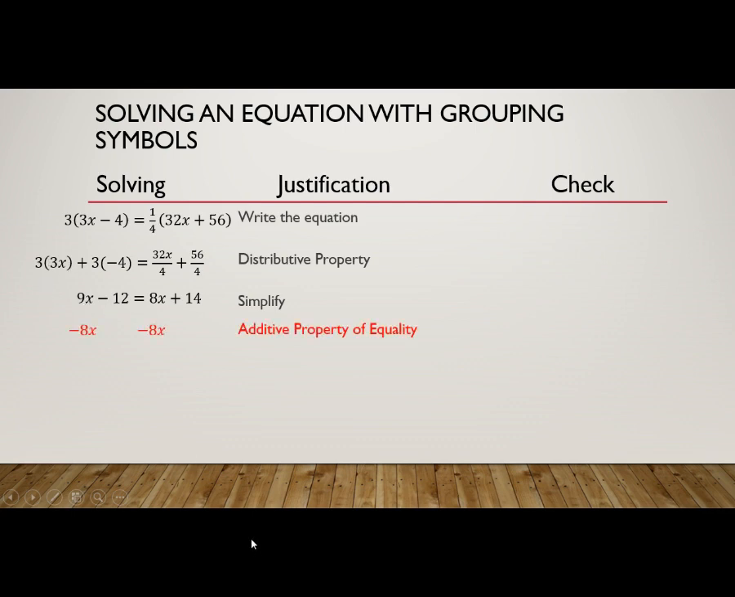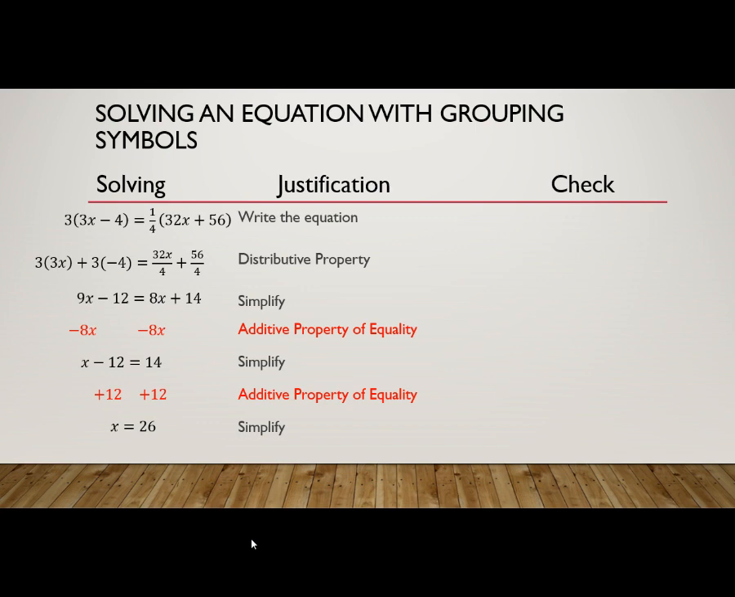Now, once again, I am choosing to eliminate the lower one. I had a 9x and I had an 8x. I'm choosing to subtract the 8x from both sides to avoid those negative numbers. So 9x minus 8x is just x. 8x minus 8x is 0, so we just bring down the 14. Now I just need to eliminate the minus 12. Opposite of that, add 12 to both sides, and we get x equals 26.